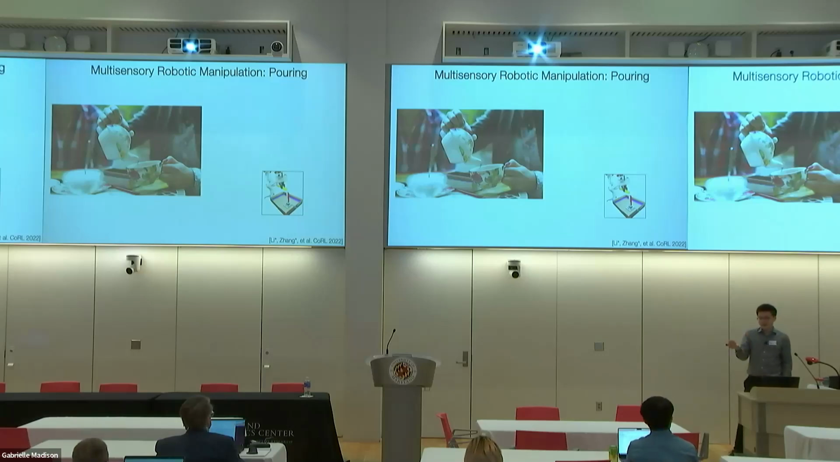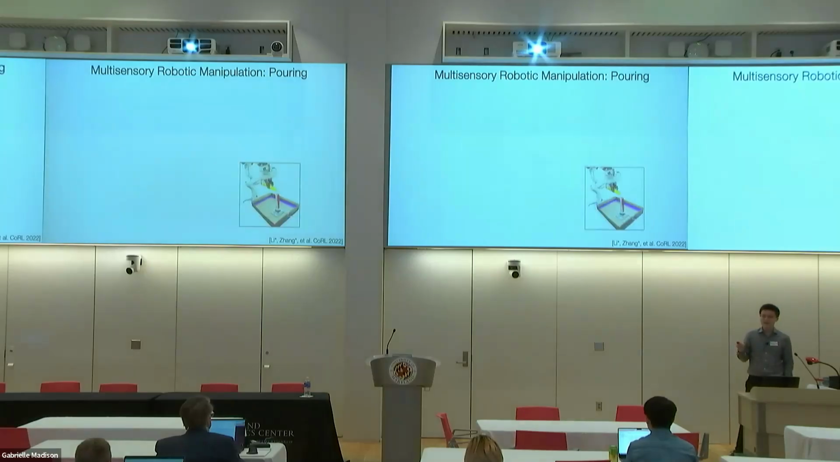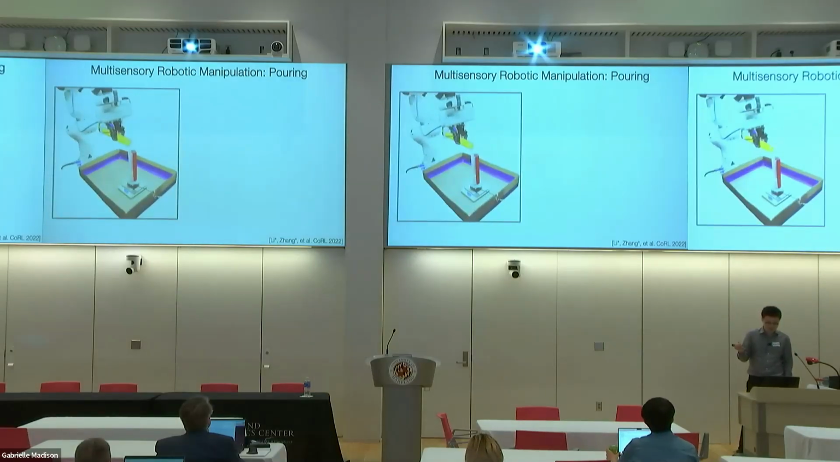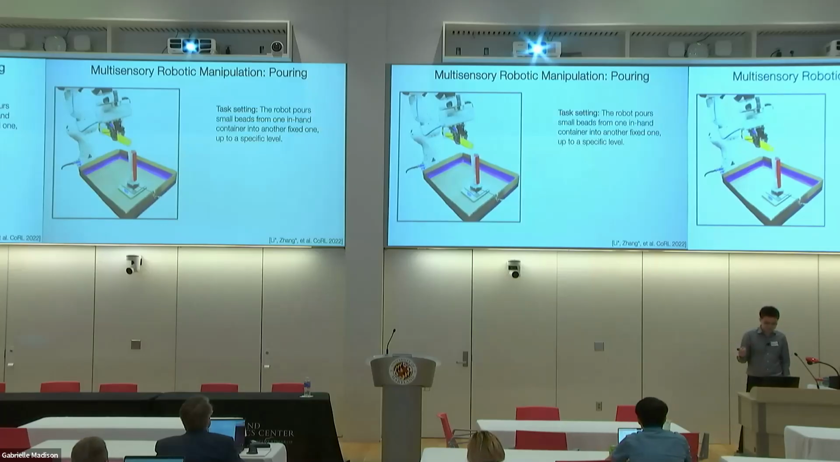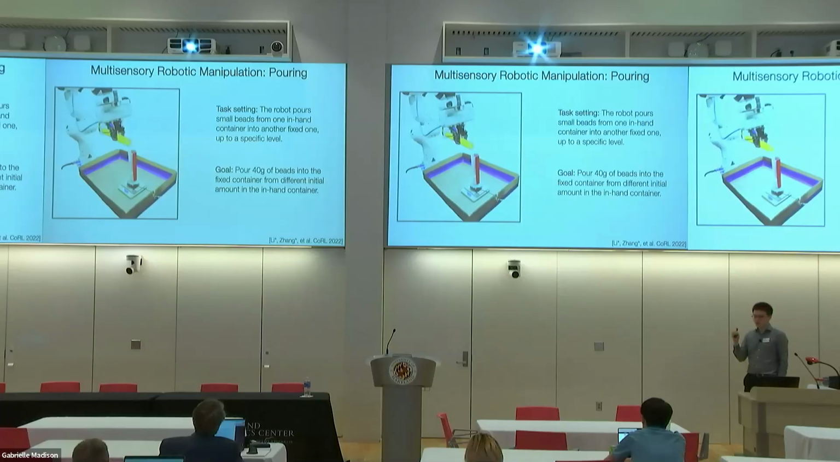So here, instead of using actual water or tea, because it's kind of dangerous for robots, right? We use beads as a replacement of water for the safety of the robot. So the task setting is that we want to pour a certain amount from the yellow cup to the red cup. The robot pours small beads from one in-hand container, shown in yellow, into the fixed container in red, up to some specific level. The goal is to pour about 40 grams of beads into the fixed container from different initial amounts in the in-hand container.